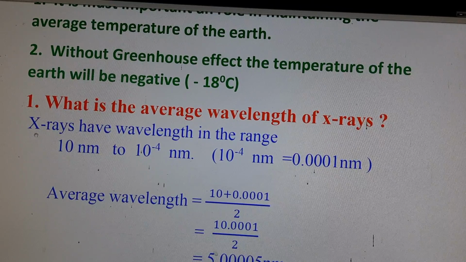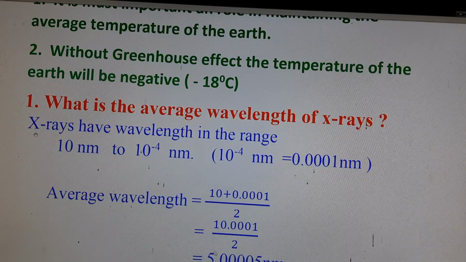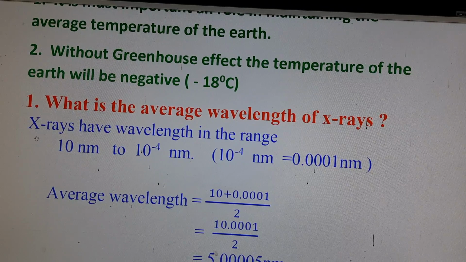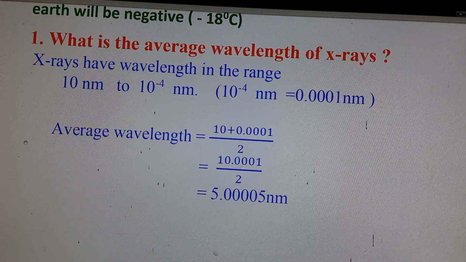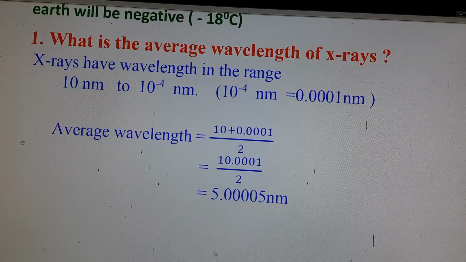What is the average wavelength of X-rays? We can observe X-rays by taking the electromagnetic spectrum. This electromagnetic spectrum has 7 waves, and among them we can take X-rays. The X-rays have a wavelength that we can observe from a minimum to a maximum, 10 nanometer to 10 power minus 4 nanometer. So we can write 10 power minus 4 as 0.0001 nanometer.